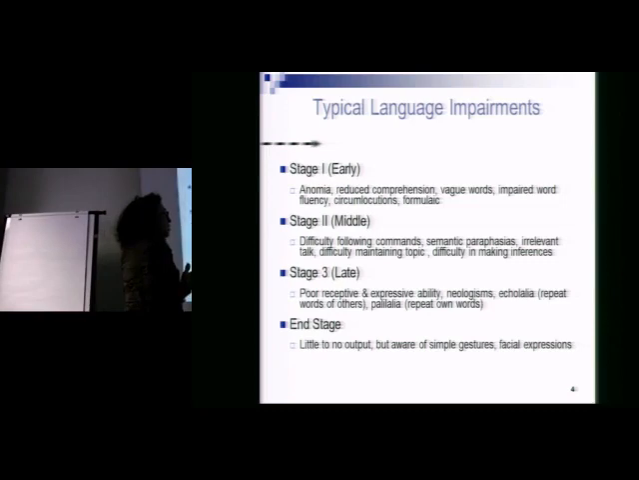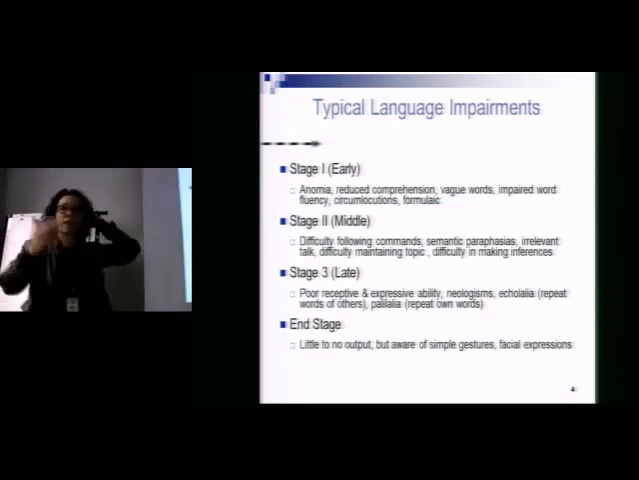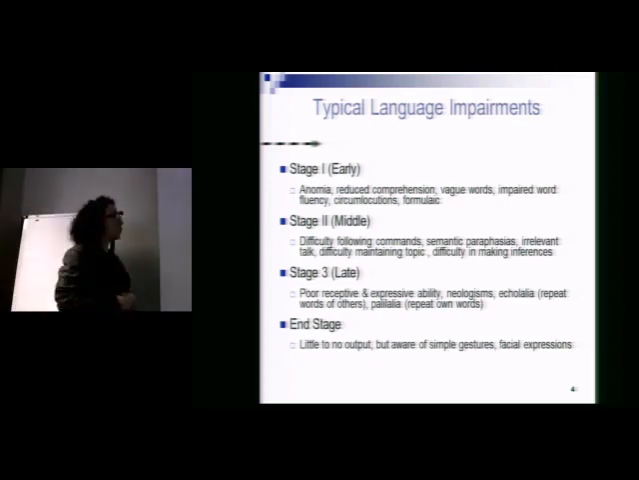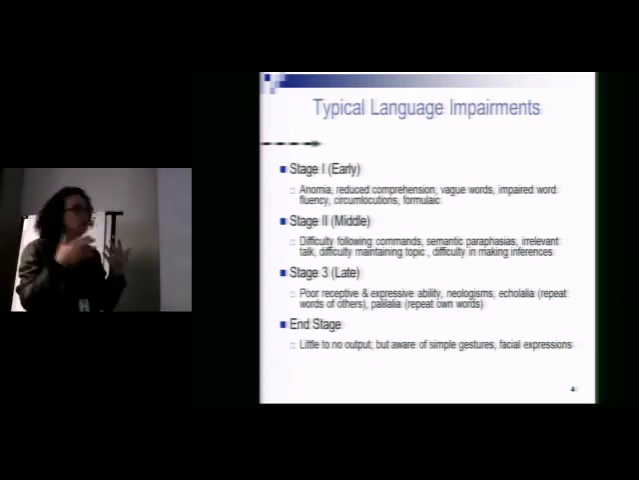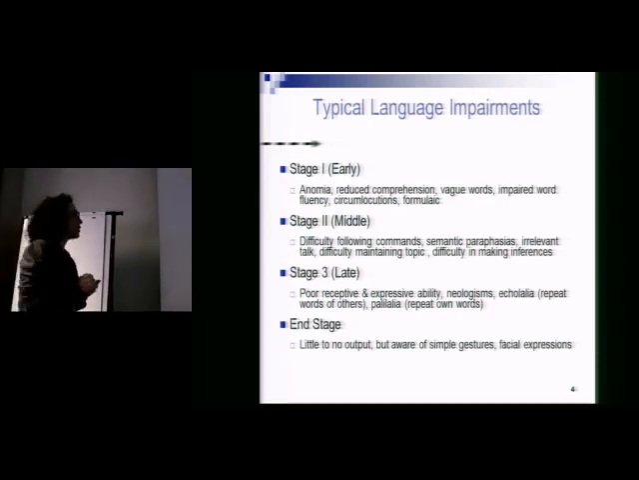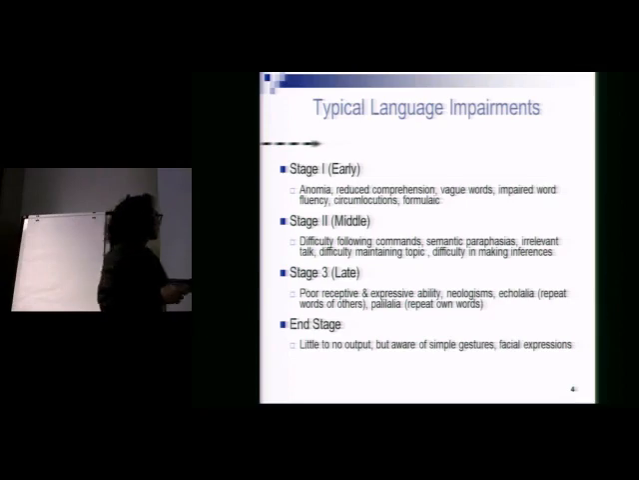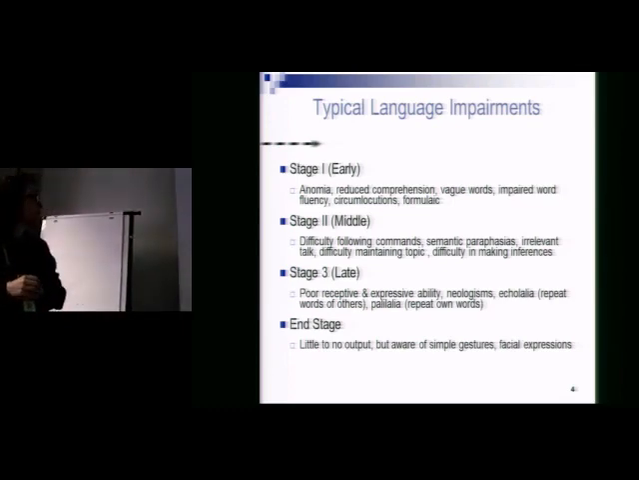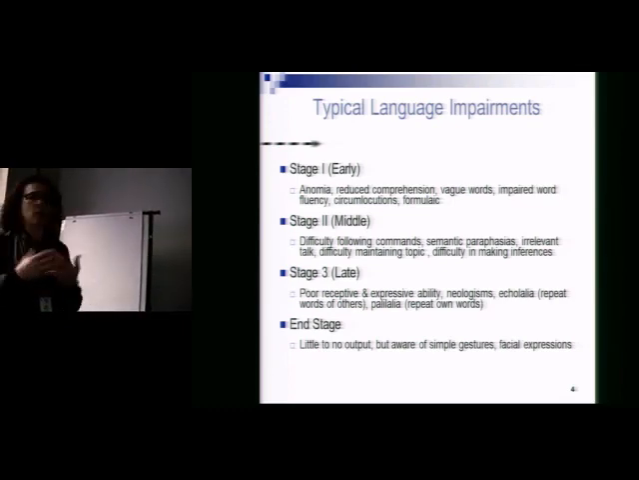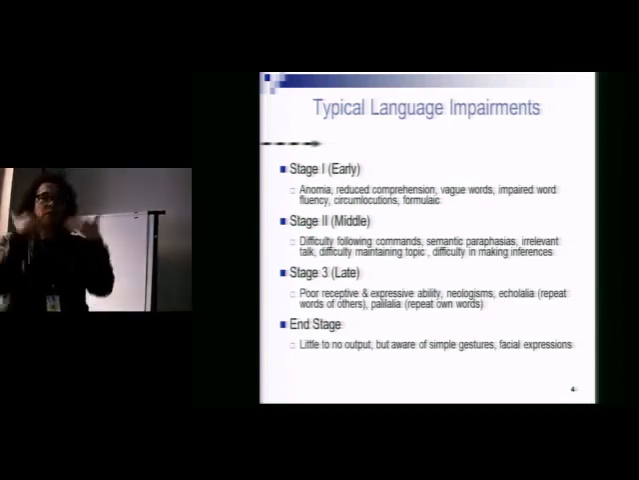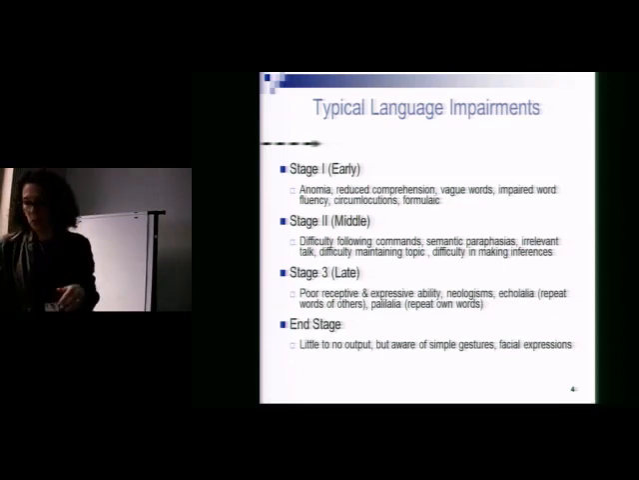In the very late stages, we see echolalia, which is that they repeat what is said to them, or what's called palilalia, which is where they just repeat the same thing over again, so essentially their own words. And in the very end stages, people become mute, essentially, assuming they live that long, and they, however, are aware of your emotions, so facial gestures, facial expressions, and simple gestures.